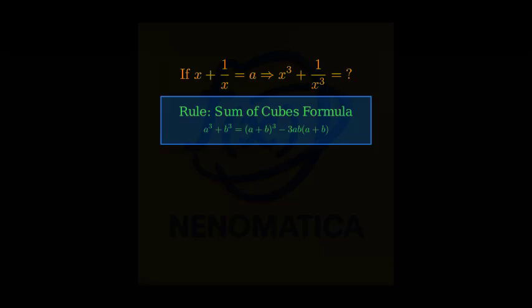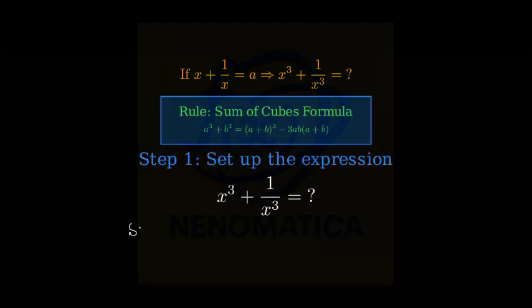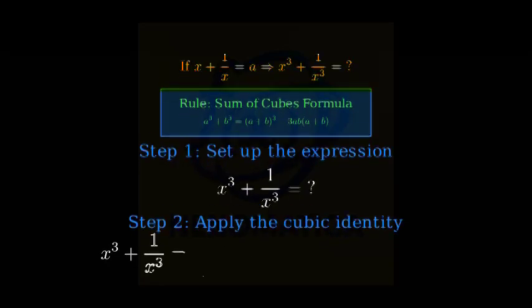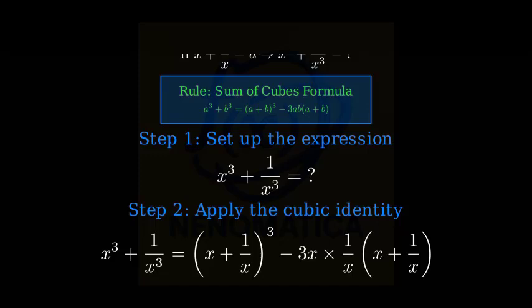Let's start solving our problem. First, I'll write out what we need to find: x cubed plus 1 over x cubed. Step 2, let's use the cubic identity we saw earlier. We'll set a equals x, and b equals 1 over x in our formula. So x cubed plus 1 over x cubed equals the quantity x plus 1 over x cubed minus 3 times x times 1 over x times the quantity x plus 1 over x.